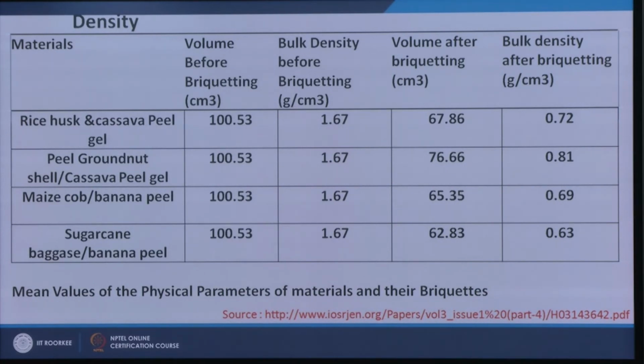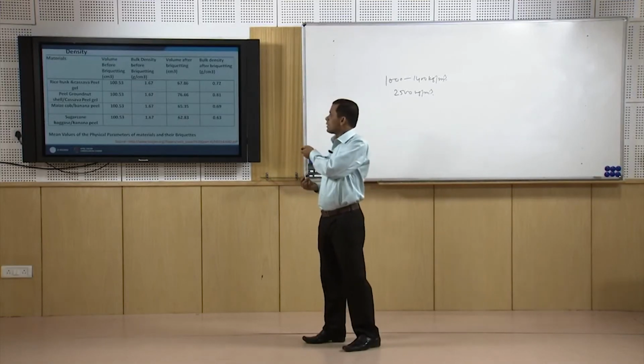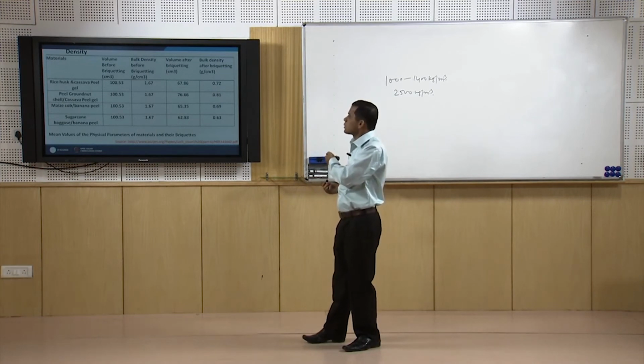100.53 centimeter cube and the bulk density before briquetting is 1.67 gram per centimeter cube, and the volume after briquetting is 67.86 centimeter cube and the bulk density after briquetting is 0.72 gram per centimeter cube. So, we see here the volume is reduced due to the briquetting. So, obviously density will increase, but interestingly bulk density is reduced here.